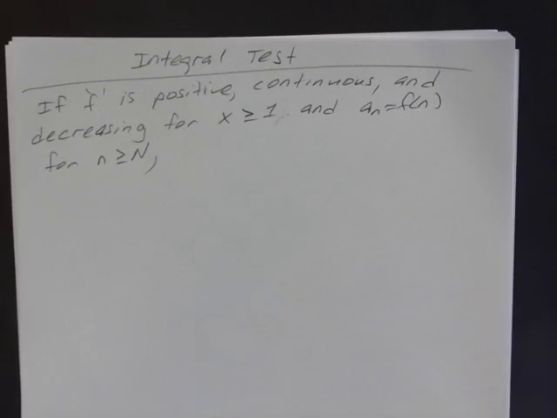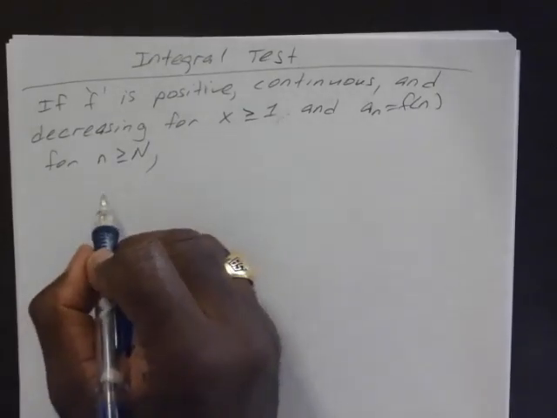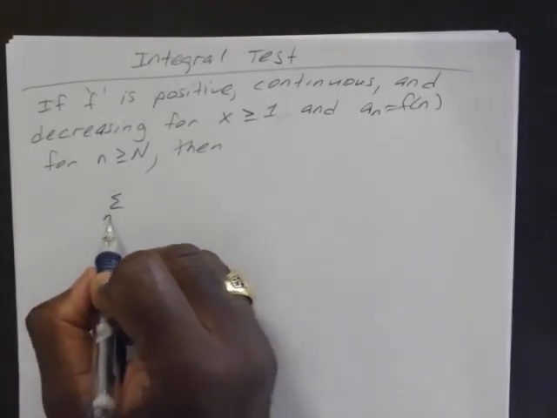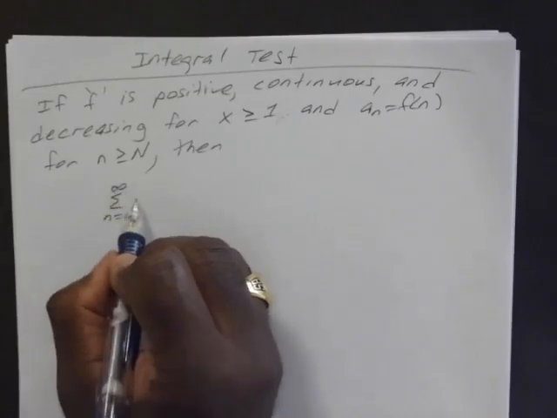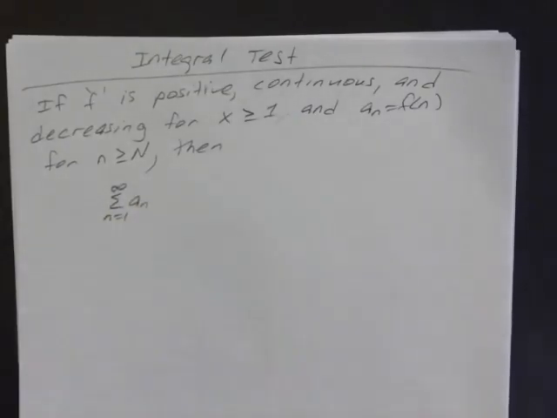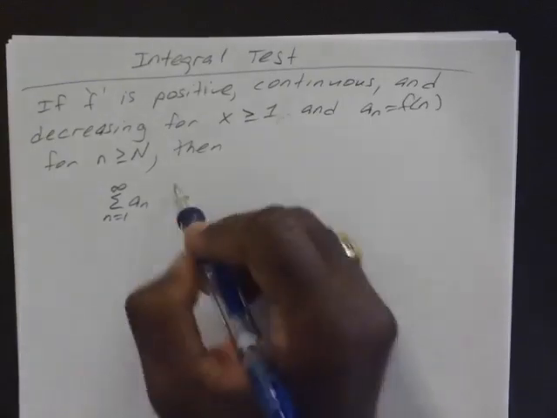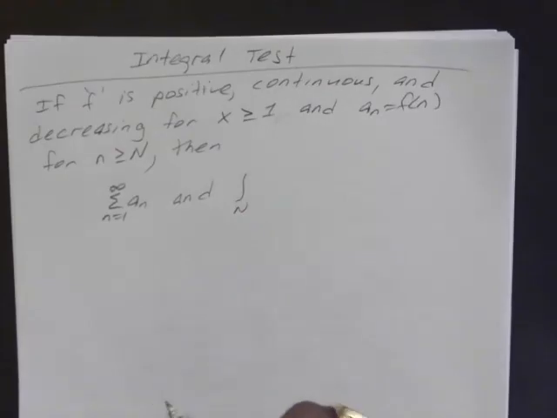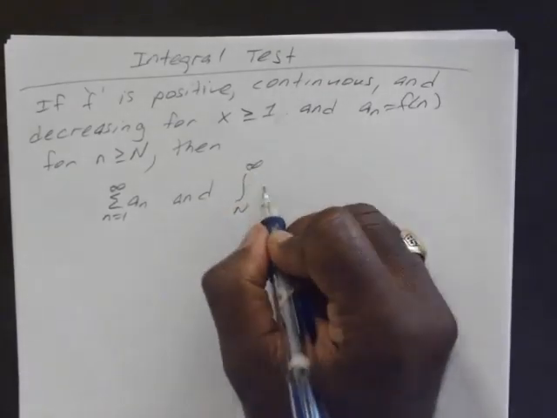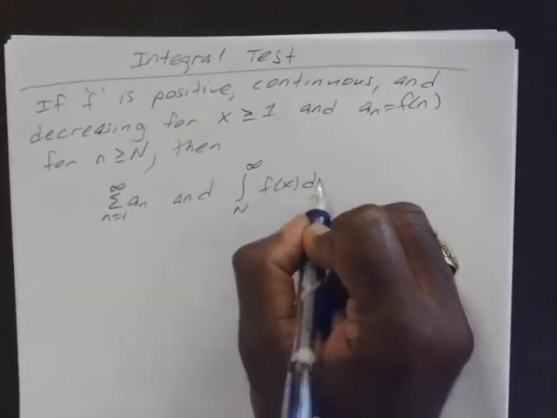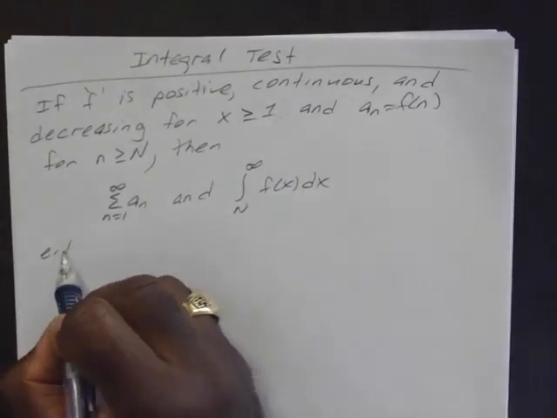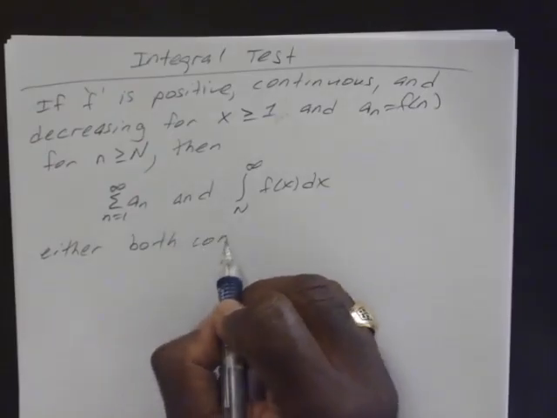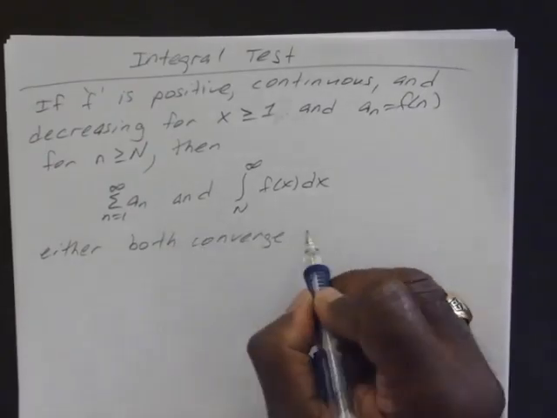Now, if all of these stipulations are met, then we know that the sum from n equals 1 to infinity of a sub n, and the integral from N to infinity of f of x with respect to x, either both converge or both diverge.